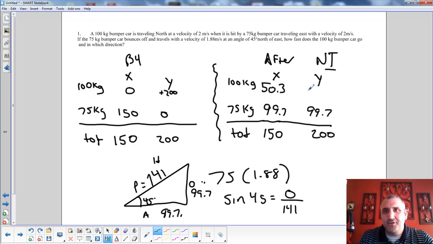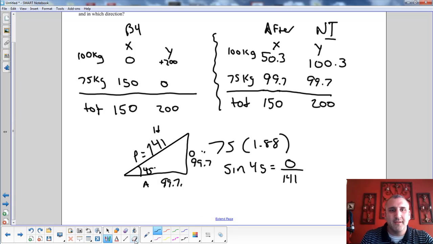And this guy should be 100.3 because 99.7 plus 100.3 equals 200. All I did was subtract this from this to get this, and I subtracted this from this to get this. So now I know what my other car is doing.